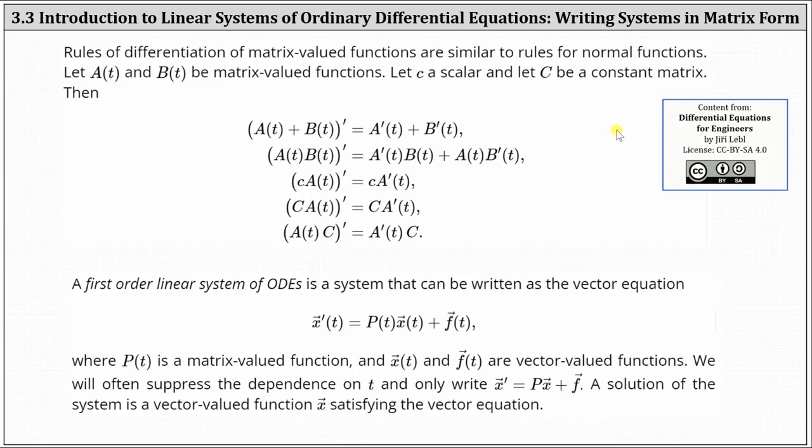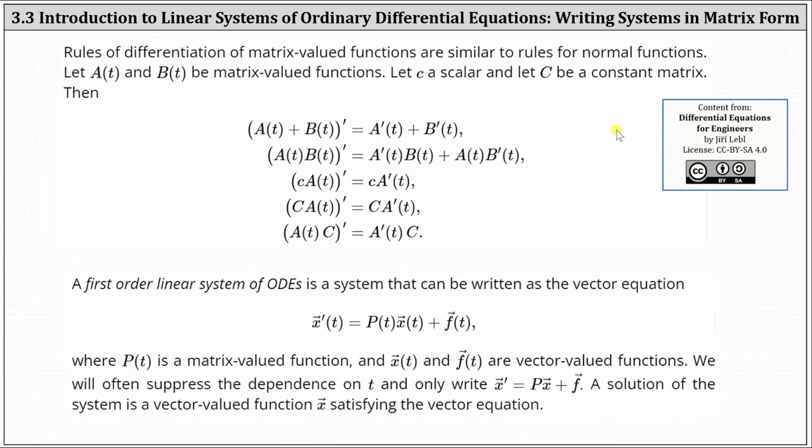If we let A of t and B of t be matrix-valued functions, little c be a scalar, and big C be a constant matrix, we have the following differentiation rules. The derivative of A of t plus B of t equals A prime of t plus B prime of t. The derivative of A of t times B of t is equal to A prime of t times B of t plus A of t times B prime of t. This should remind us of the product rule of differentiation.